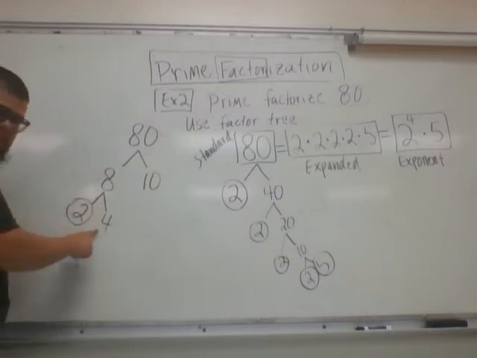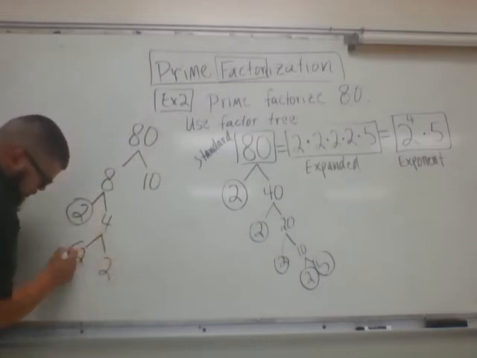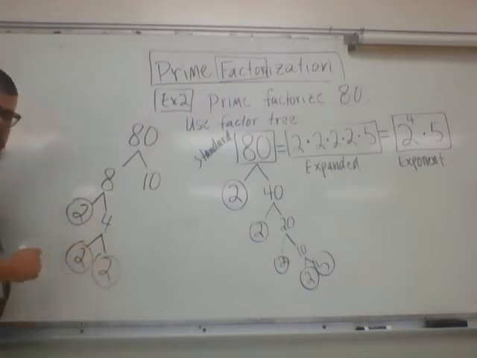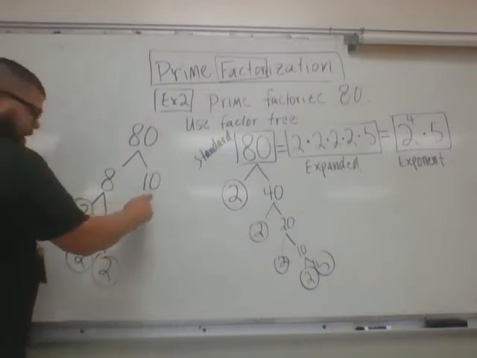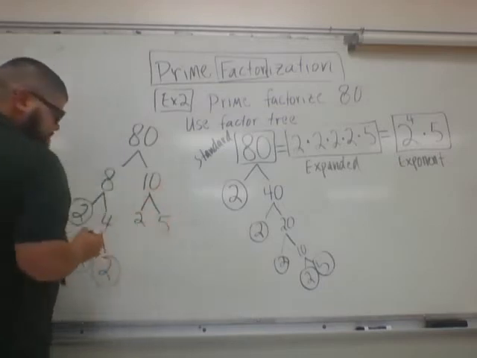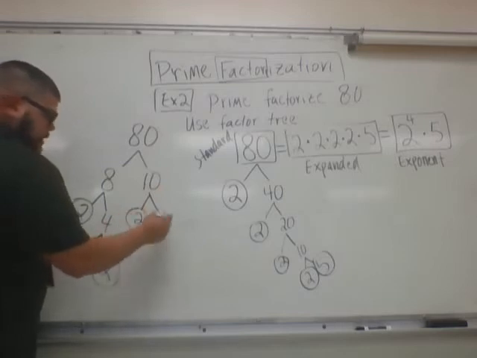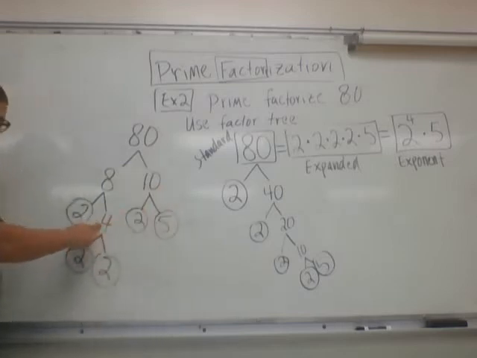Is 4 prime? No, right? So we have to actually prime factor 4 as well. And we're going to get these 2's here. So we're going to circle those. Okay? Now let's go back to 10. 10 is the same thing as 2 times 5. Is 2 prime? Yes. Is 5 prime? Yes. 4 was the one that wasn't, so we didn't have that.